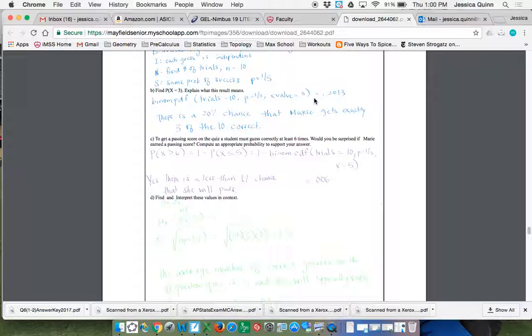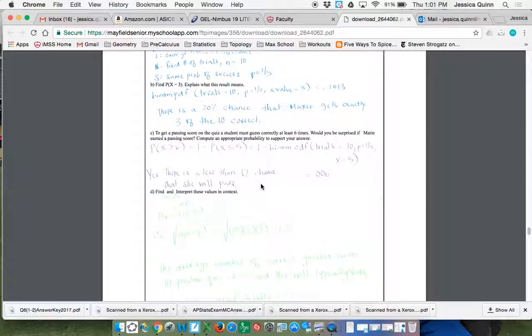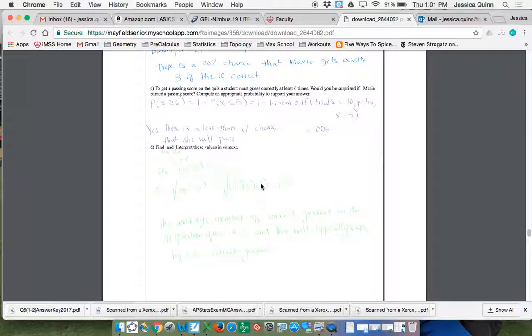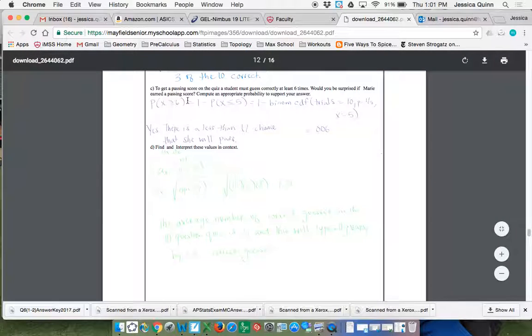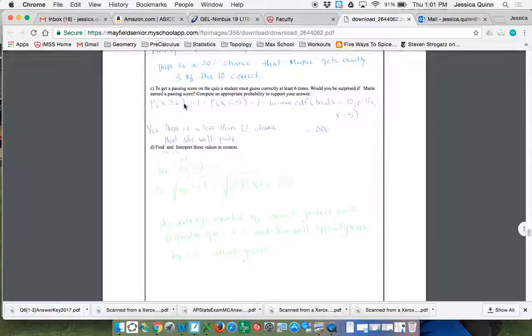So she's got a pretty decent chance of getting a 30% on the test, which is not great. So in order to help you guys out, I'm going to make it so that in order to pass the quiz, all you have to do is get 6 correct answers. So let's see what the probability is of getting 6 or more correct answers. Because it's greater than or equal to, we're going to use our complement rule. The probability of x being greater than or equal to 6 is the same thing as 1 minus the probability that x is less than or equal to 5.